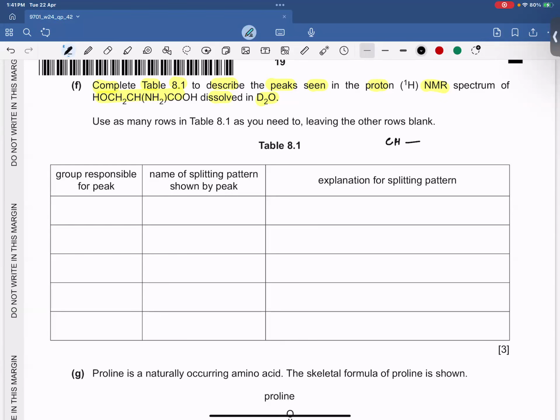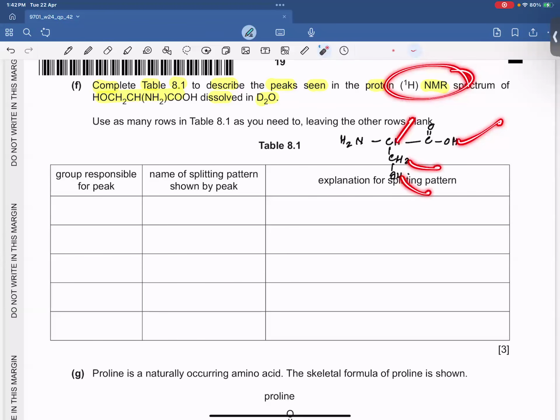This is CH. This is COOH. This is NH2. And this is CH2OH. So first of all, how many peaks do we have? In the proton NMR spectrum, we have first peak, second peak, third peak, fourth peak, and this one is fifth peak. So we have 5 peaks in total, which means we have 5 chemical environments.